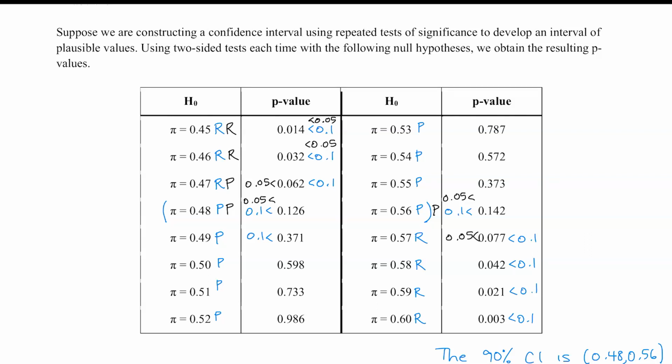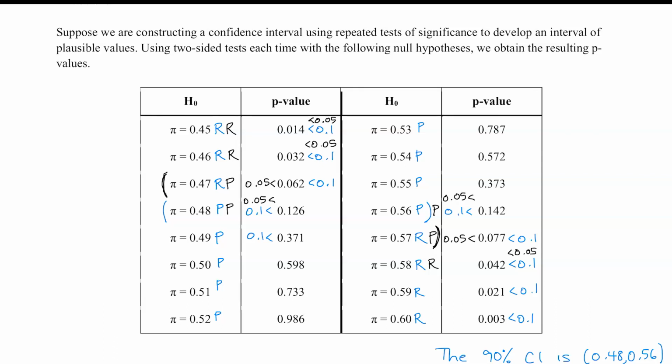I get to 0.142. That's bigger than 0.05, so I have a plausible value in 0.56. 0.077 is bigger than 0.05, so now 0.57 is plausible at a confidence level of 95%. 0.042, on the other hand, is less than 0.05, so we have a reject in 0.58. And the rest are rejects as well. Each of those p-values is less than 0.05.